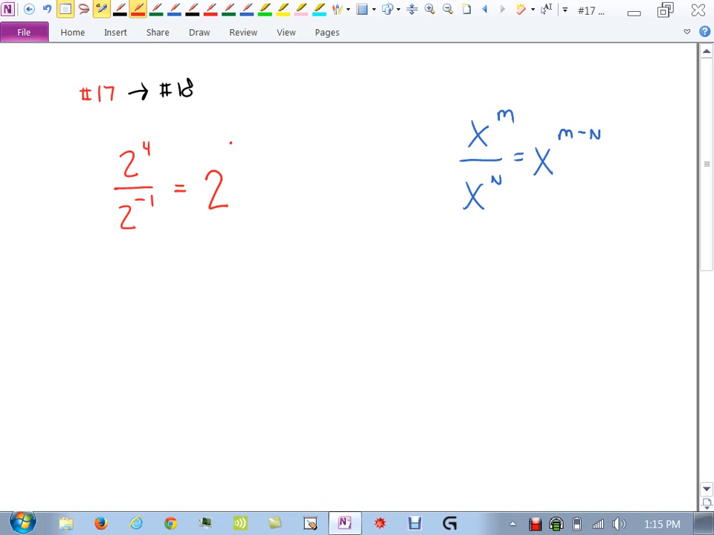2 to the 4, minus what though? See, the minus is right here, right? There's your minus. What's the n for us? -1, right? So we're actually subtracting a -1. So it's going to become a +1. So that's 2 to the 5th. That's a tricky one. That gets a lot of people.